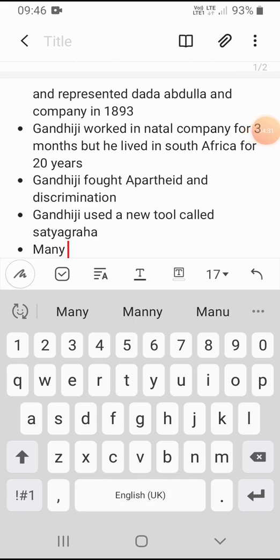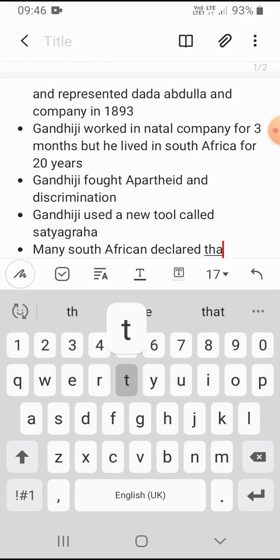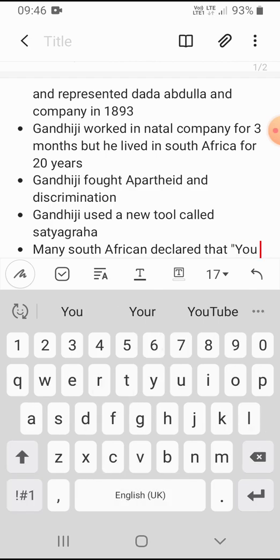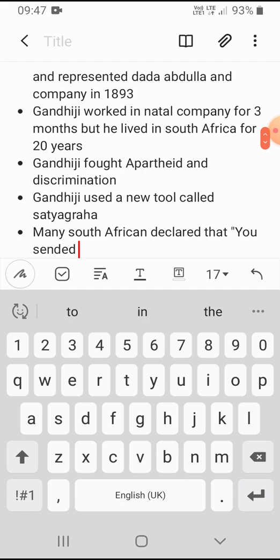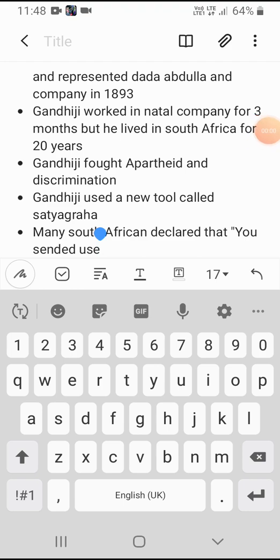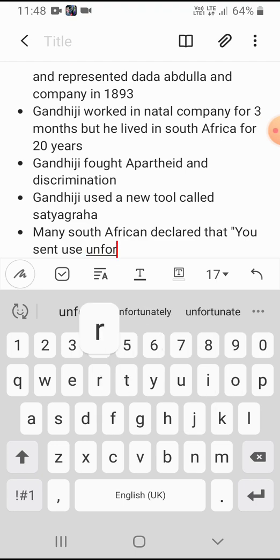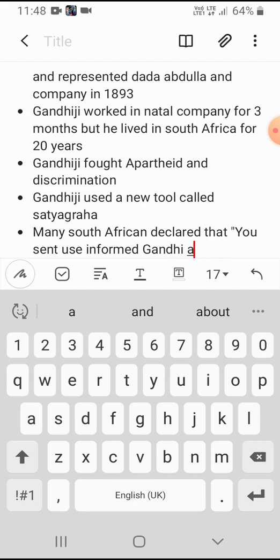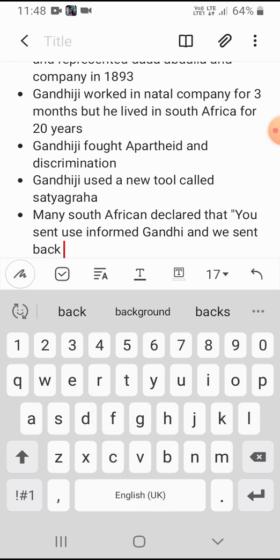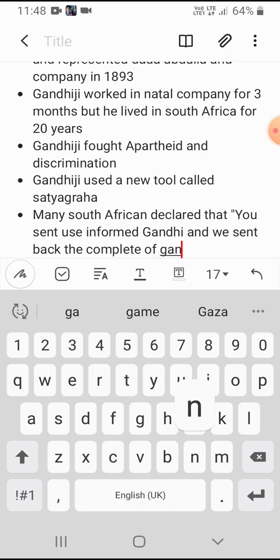Many South Africans declared that you sent us a lawyer, and we sent you back a complete Gandhi, the Africans said.